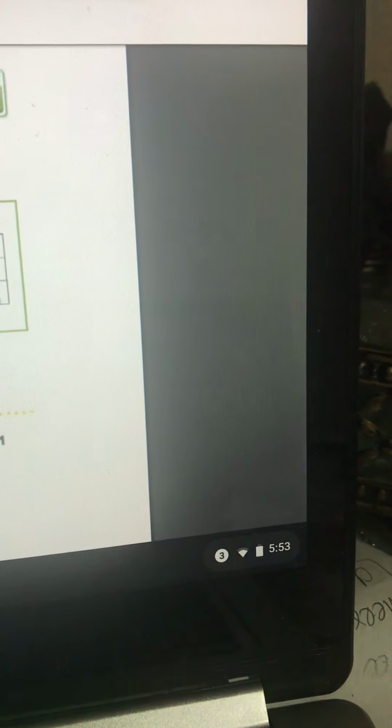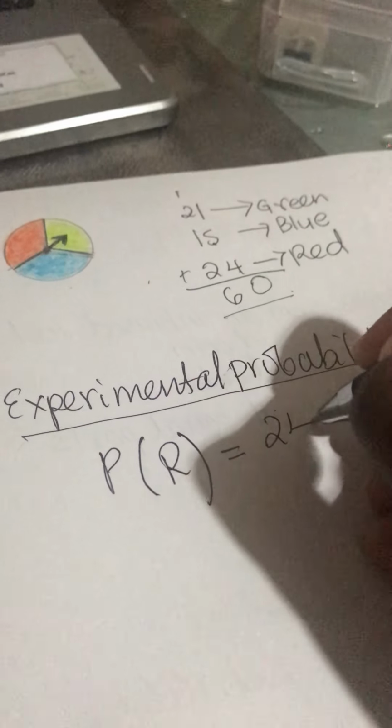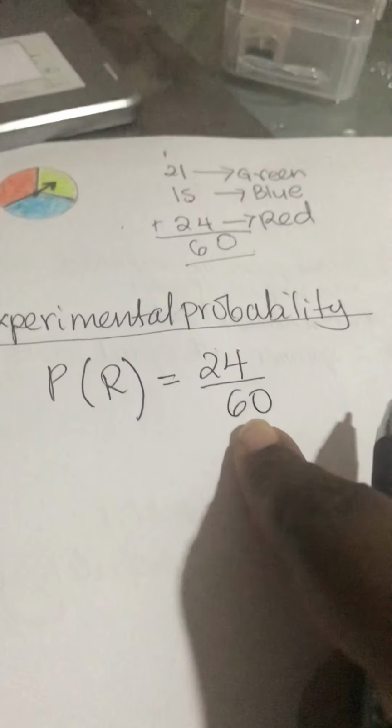Okay? Now, what did the question say? The graph indicates that the spinner landed on the red 21 times. So, what does the question want? Find the experimental probability of spinning red. So, how many reds did I get? 24. 24 out of what? So, I am doing experimental probability, and I'm doing for red. So probability for red will be 24 out of 60. And then you simplify this.